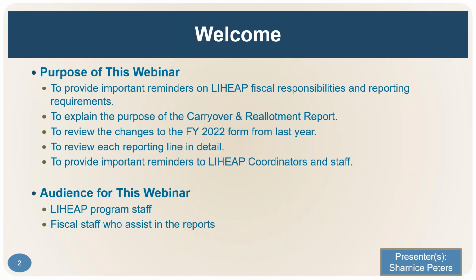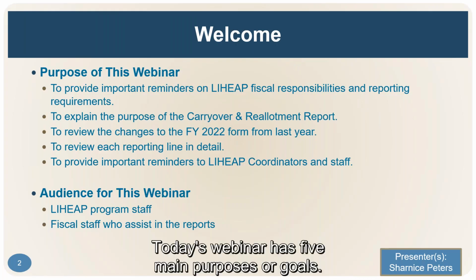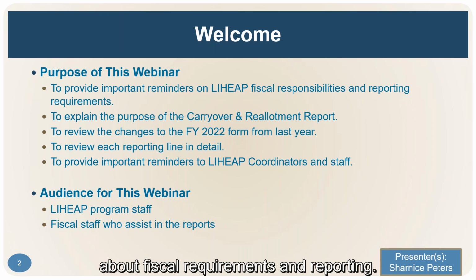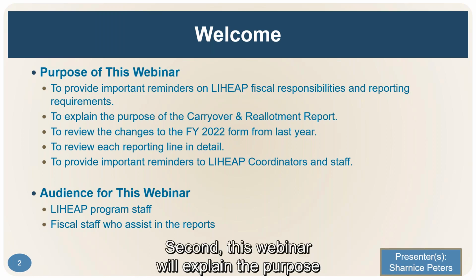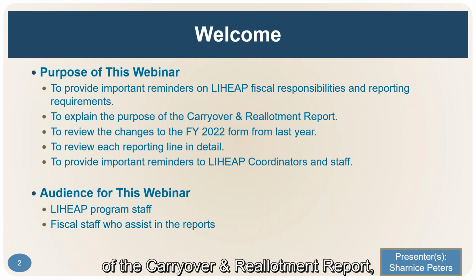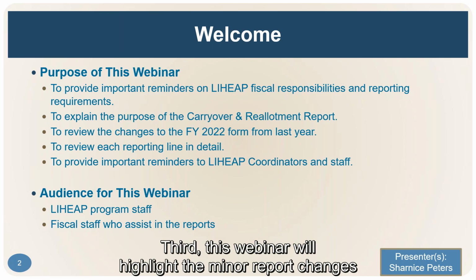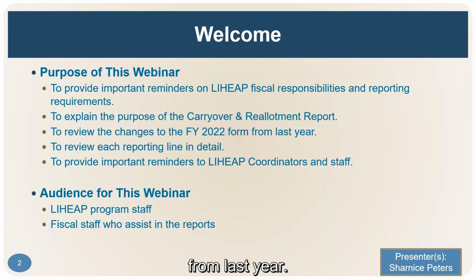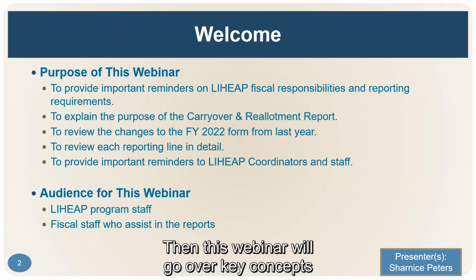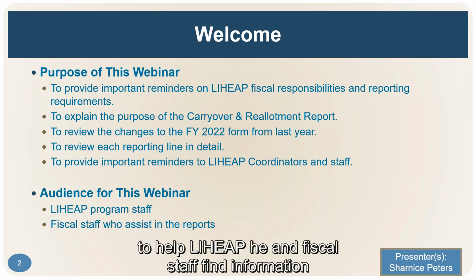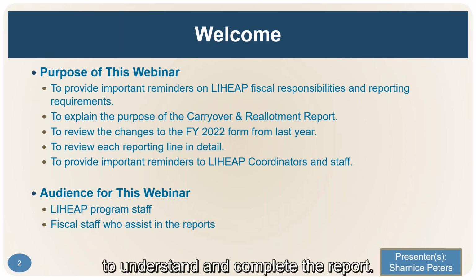Next slide, please. Today's webinar has 5 main purposes or goals. First, John Thompson from OCS will provide important reminders about fiscal requirements and reporting. Second, this webinar will explain the purpose of the Carryover and Reallotment Report and how it is used by OCS and by grant recipients. Third, this webinar will highlight the minor report changes from last year. Then this webinar will go over key concepts in each reporting line. Lastly, this webinar will provide resources to help LIHEAP and fiscal staff find information to understand and complete the report.